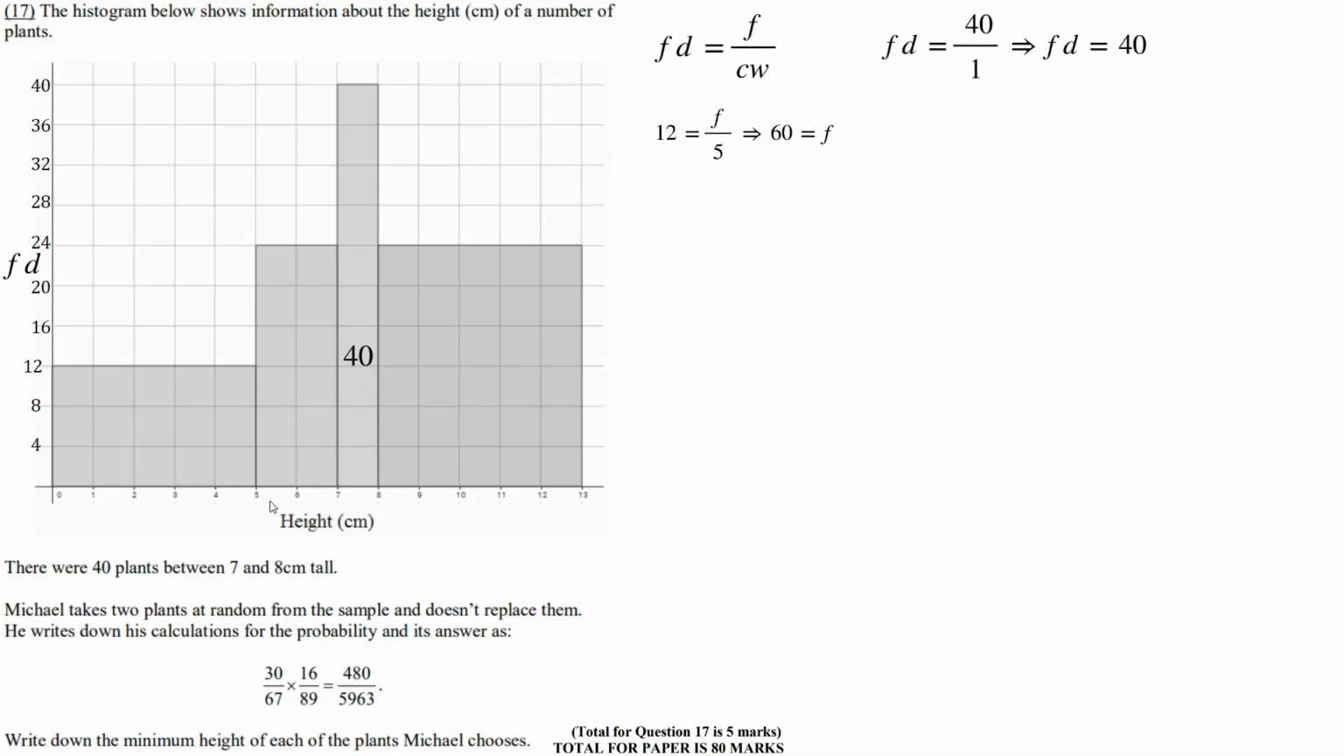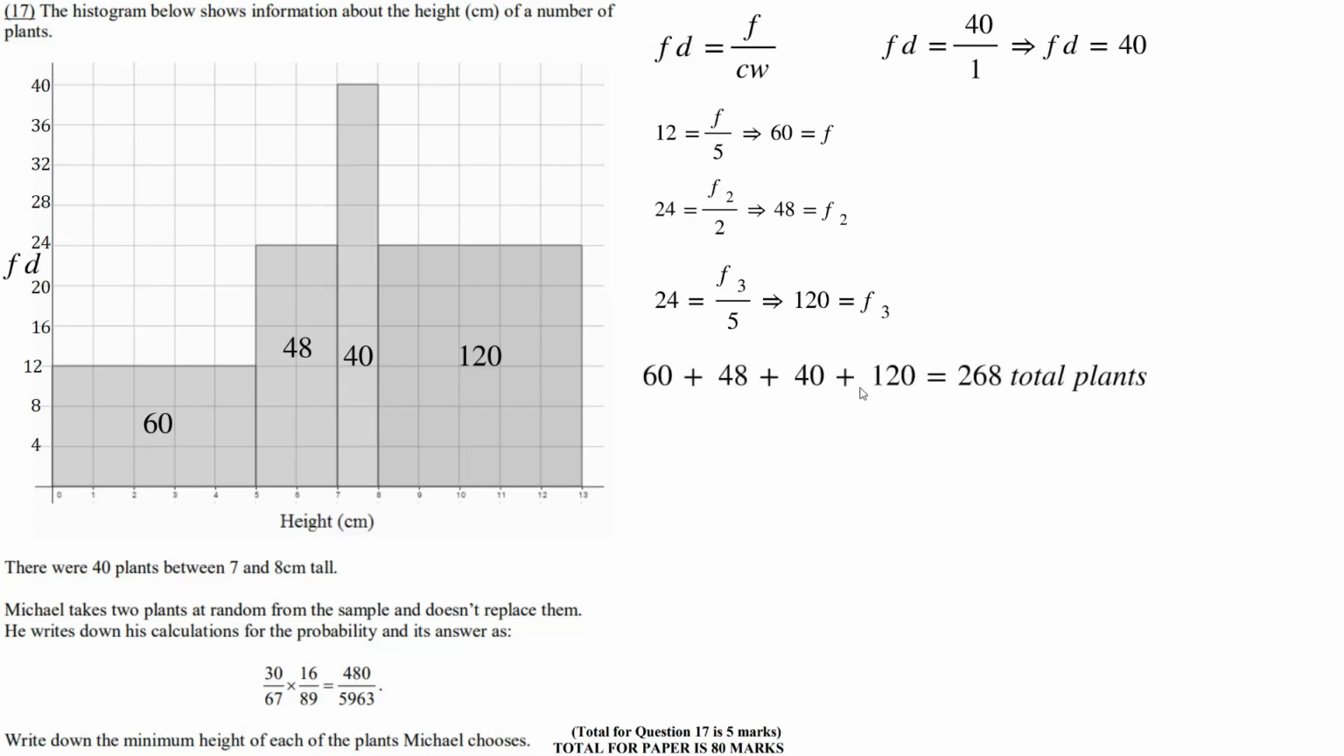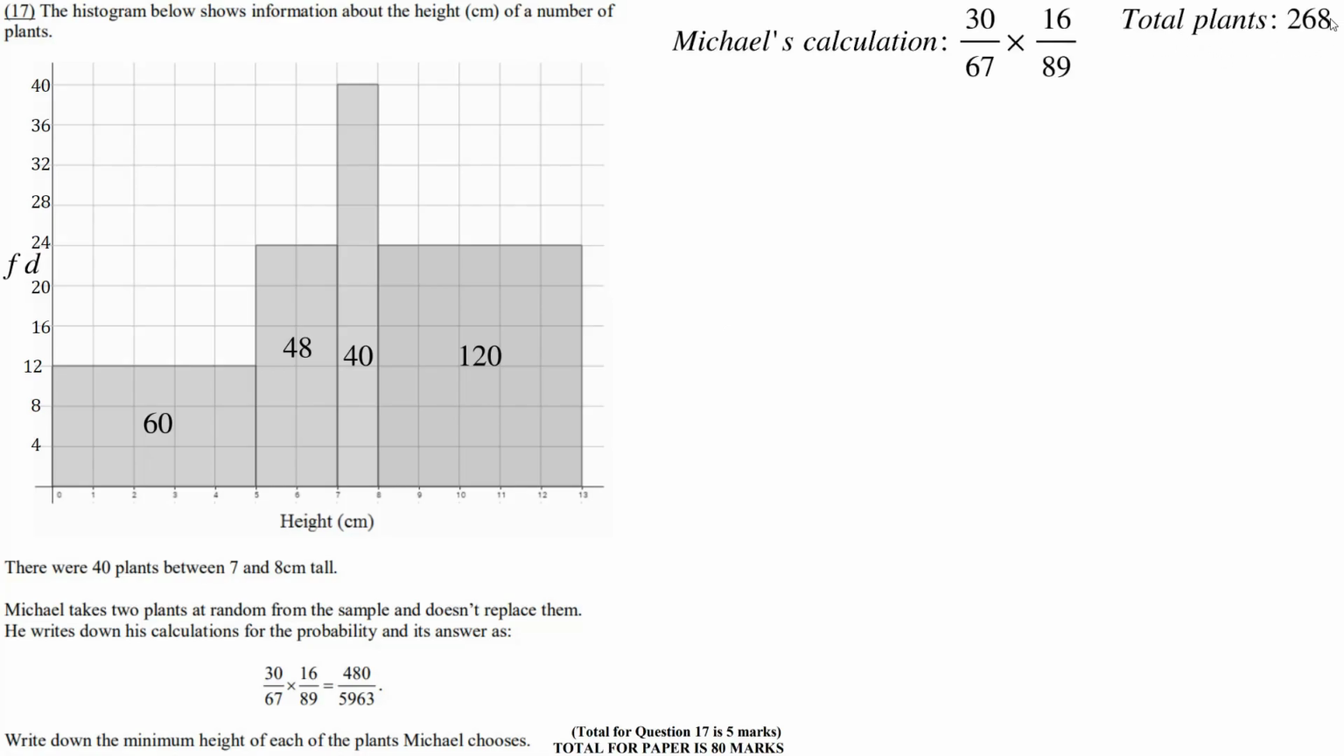Here, between 5 and 7, we've got 2. 2 multiplied by 24 is 48. And then here between 8 and 13 is 5. 5 multiplied by 24. You can just think of this as 12 multiplied by 10, which is just 120. Okay, and then if we add all of these together, because this is the frequency altogether, we'll get the total number of plants. So if you add this all up together, you get 268 total plants. So we'll just keep that in the top right.